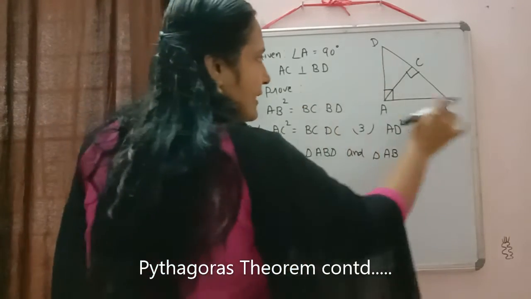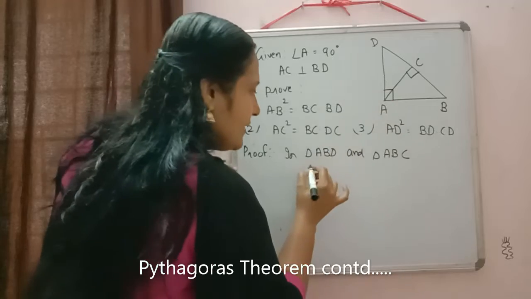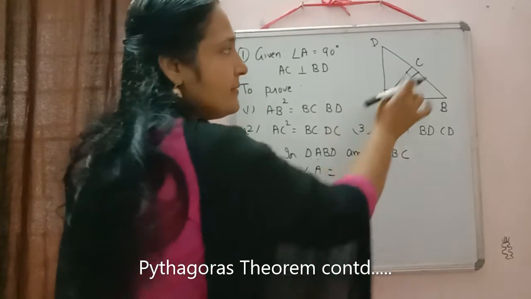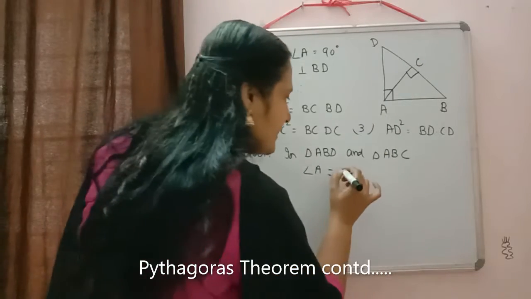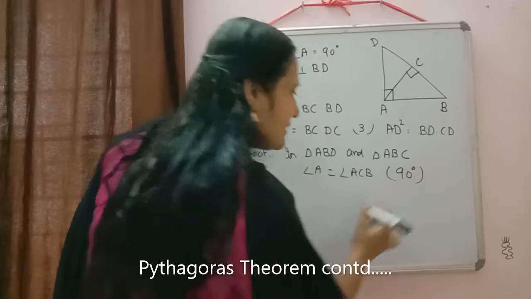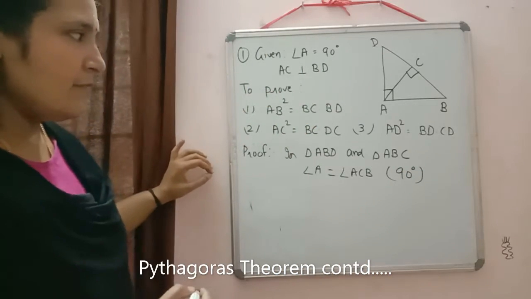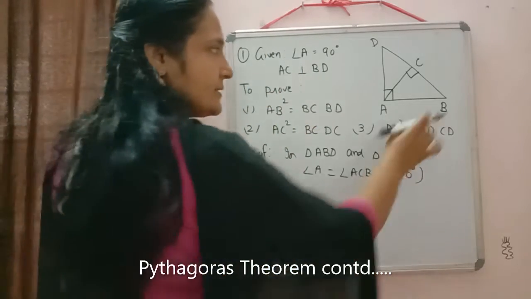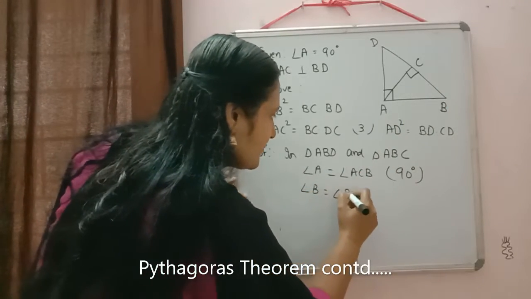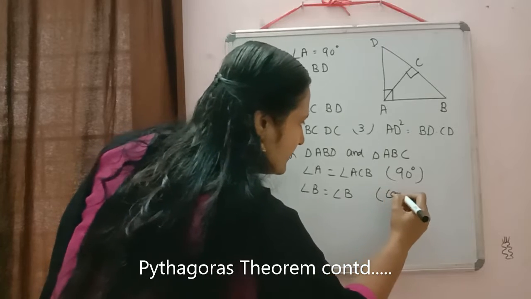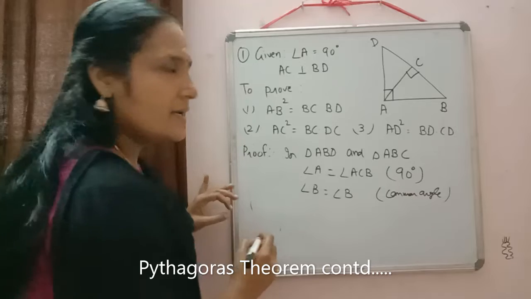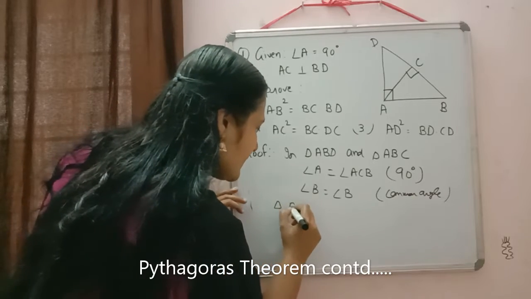In triangle ABD which angle is 90 degrees? Angle A is 90 degrees. And in triangle ABC, angle C is 90 degrees. So we'll write the complete name there: angle ACB, reason 90 degrees. And one more equal angle, yes, angle B. Angle B is equal to angle B, and here the reason will be common angle. So therefore the two triangles are similar to each other.